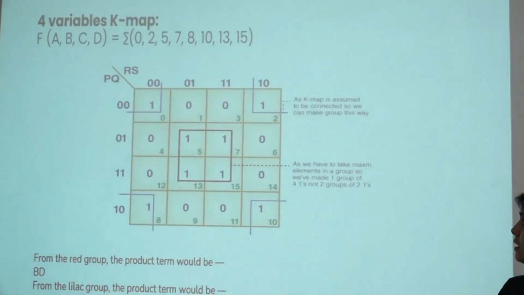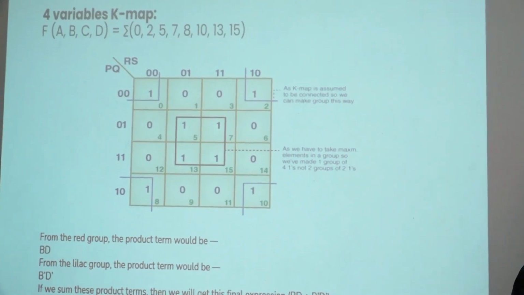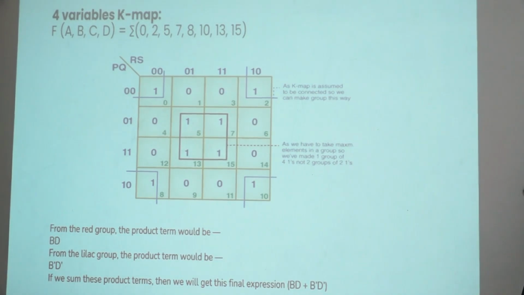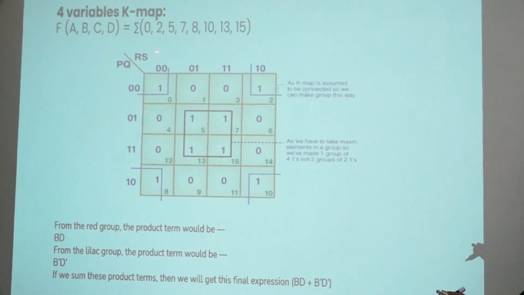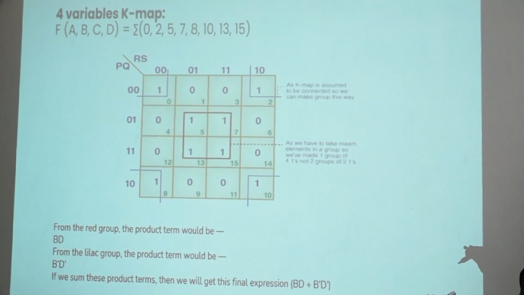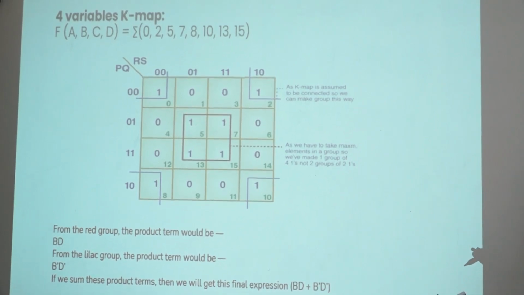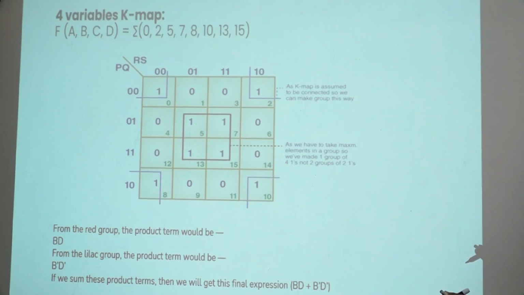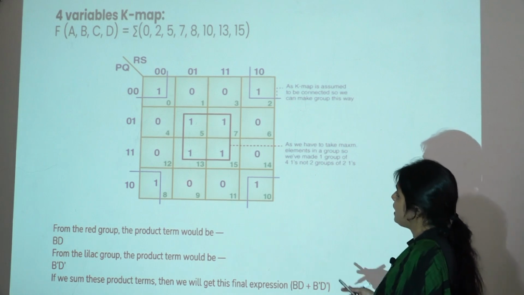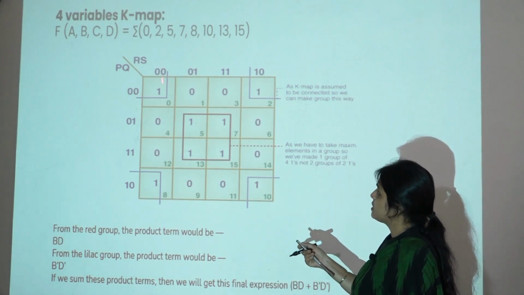Okay. Now look at this another example. We'll discuss few examples on 4 variable K maps now. Okay. Now f of A, B, C, D is equal to summation of. Now when I look into summation, which is that? It is SOP, right? Sum of products. So I have 0, 2, 5, 7, 8, 10, 13, 15. Okay. So step 1 is I'll draw the K map and I'll place all the ones.